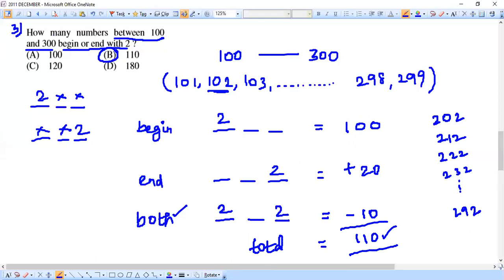Once again, let me repeat it. We started by taking how many numbers are starting with 2, that is 100. And we calculated how many numbers are ending with 2, we got it to be 20.